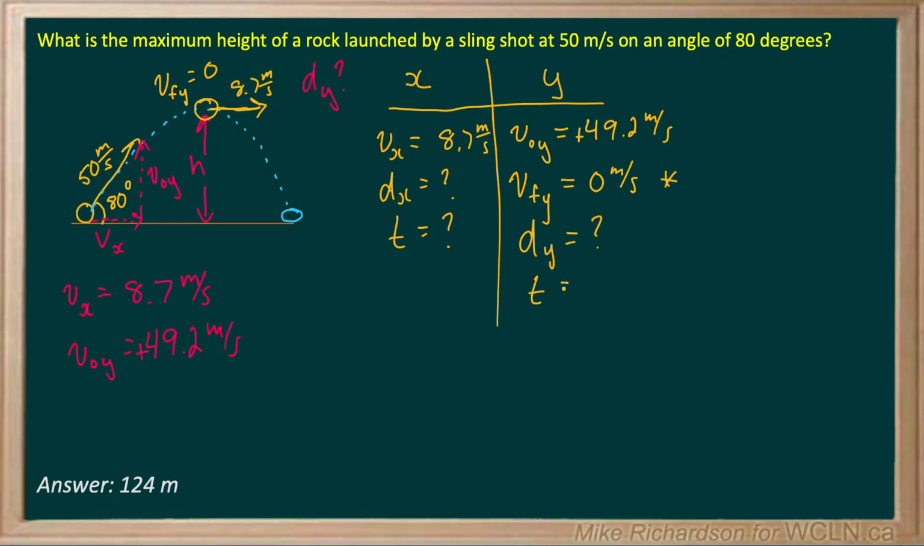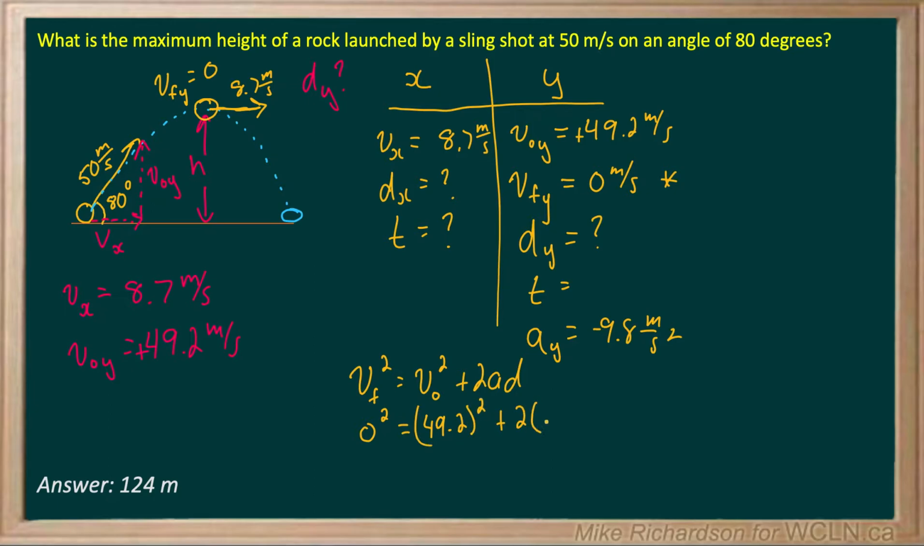I don't know time, but we know acceleration is negative 9.8. So let's avoid equations with t in it. And if we look at our formula list, I've got V final squared is V initial squared plus 2AD. V final is 0. V initial vertically is 49.2. 2 times negative 9.8 times dy.